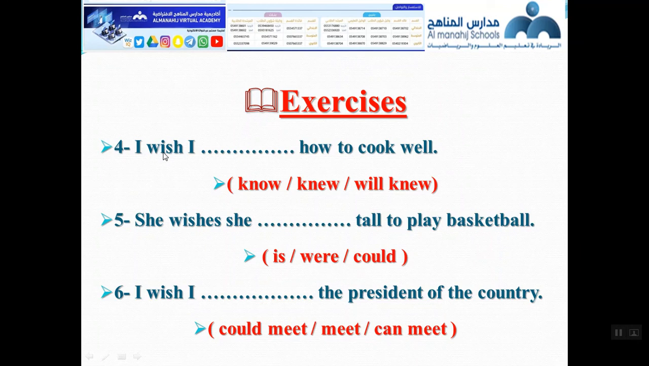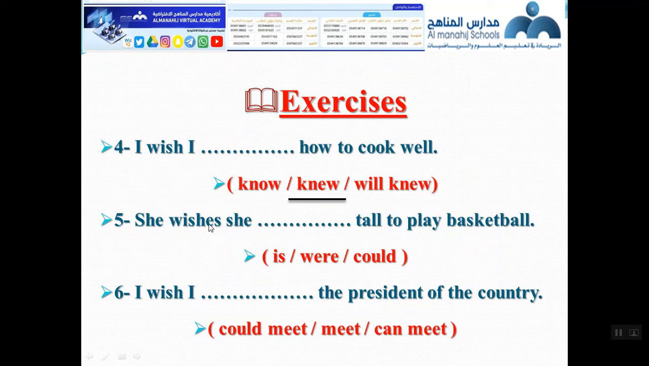Number four, I wish. We now come to wish. Here I'm talking about a situation which I want to have in a different way. I wish I knew how to cook, but really I can't cook. I don't know how to cook. So I wish I, past simple. Yes, you are right. So I use knew.